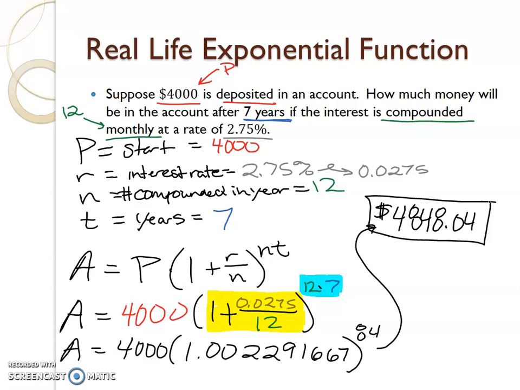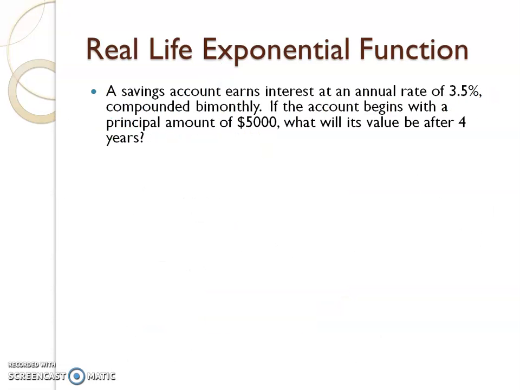Okay? Next one down here. A savings account earns interest at an annual rate of 3.5%, compounded bi-monthly. If the account begins with a principal amount of $5,000, what is the value after 4 years? So it's written differently, but still the same rules. What does P equal? What does my N equal? What does my R equal? What does my T equal? Pause the video, see if you guys can figure out what those equal.